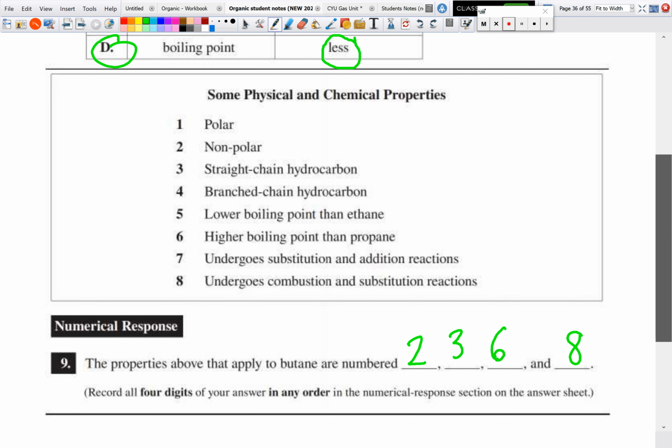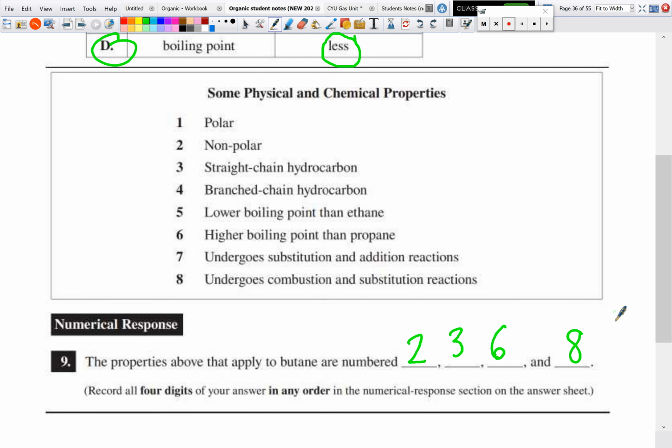Our next one, your answer should be 2, 3, 6, and 8. So the properties above are of butane, so it's just straight chained, and of course it is nonpolar. It's going to have a higher boiling point than propane because propane is only 3 carbons. And for this one right here, I know we haven't really looked at all the reactions yet, but right away it undergoes a combustion reaction. It's a hydrocarbon, you know it burns, so that's why you can choose 8.